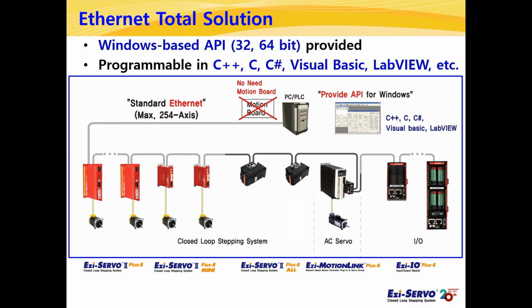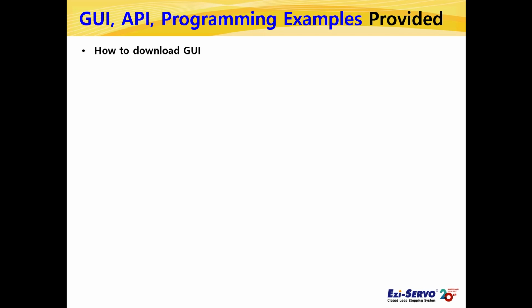Since FASTECH basically provides Windows-based API for Ethernet products, customers can select development languages like C++, C, C#, Visual Basic, LabVIEW, etc. for programming. In addition to the API, GUI software is also provided and can be downloaded for free from the FASTECH web page. As mentioned earlier, FASTECH provides GUI software, Ezi-Motion Plus-E, an API for Windows free of charge.